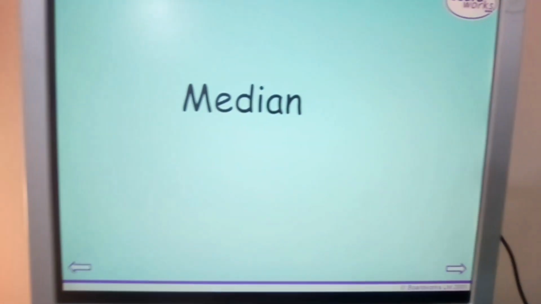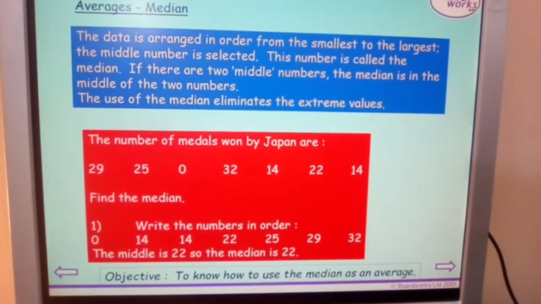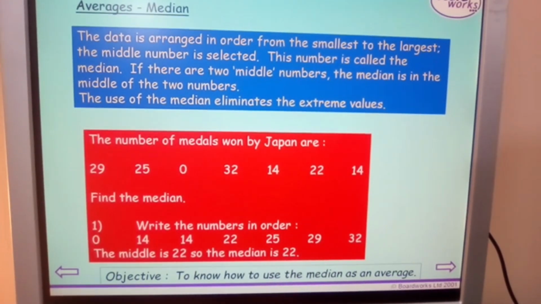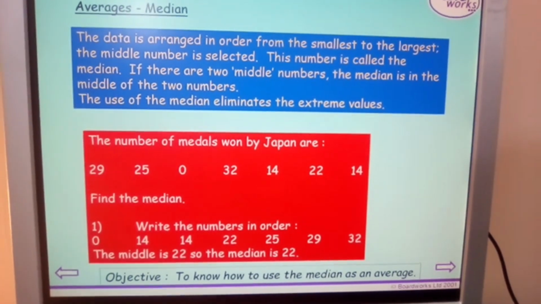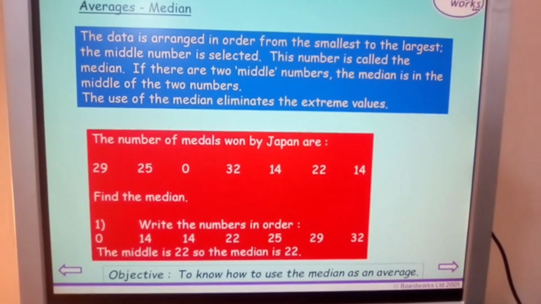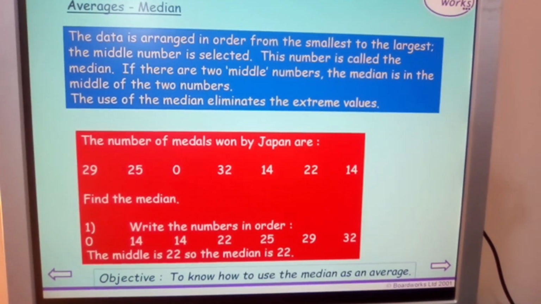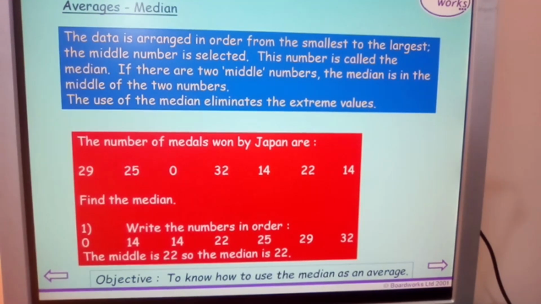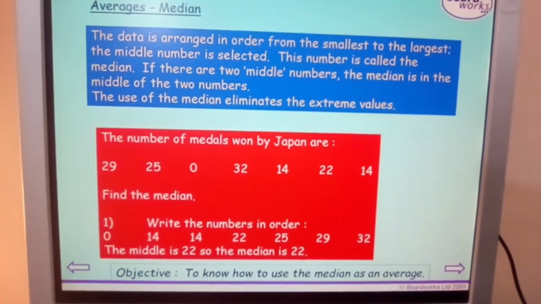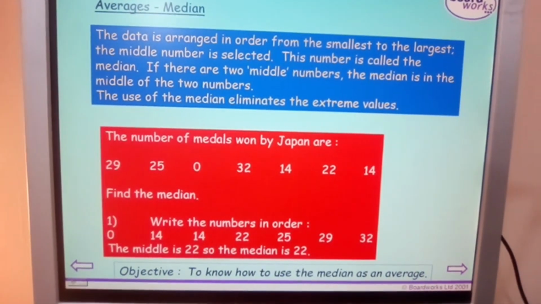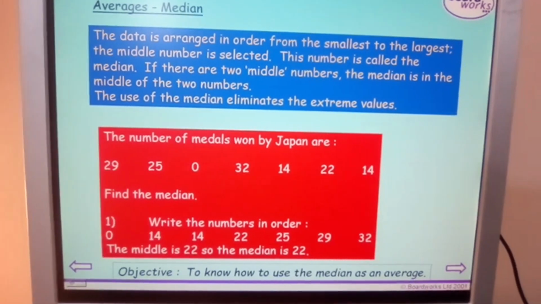Median. Averages: median. The data is arranged in order from the smallest to the largest. The middle number is selected. This number is called the median. If there are two middle numbers, the median is in the middle of the two numbers. The use of the median eliminates the extreme values. Number of medals won by Japan are... Find the median.